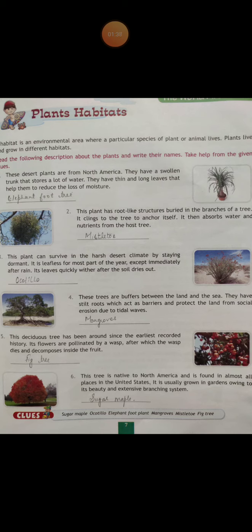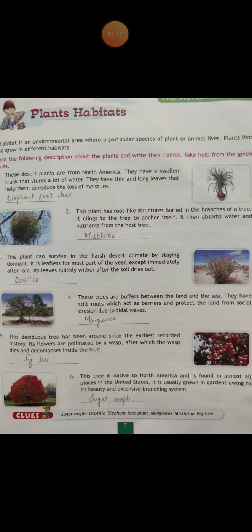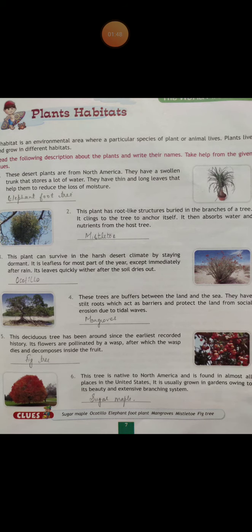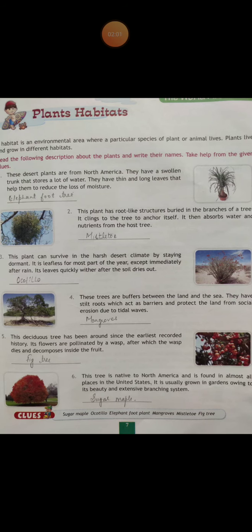The third plant we have is this plant can survive in a harsh desert climate by staying dormant. It is leafless for most part of the year except immediately after rain. Its leaves quickly wither after the soil dries out. So plant name is Ocotillo.